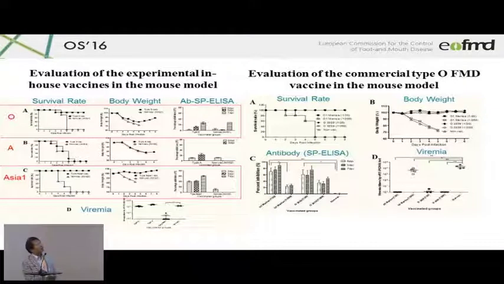We also tried commercial vaccines, and for the O type there was some viremia. We tried O1 Manisa, diluted to 20 doses and 200 doses. And for 3039, we tried the same method, which correlated with the viremia, body weight and also survival.